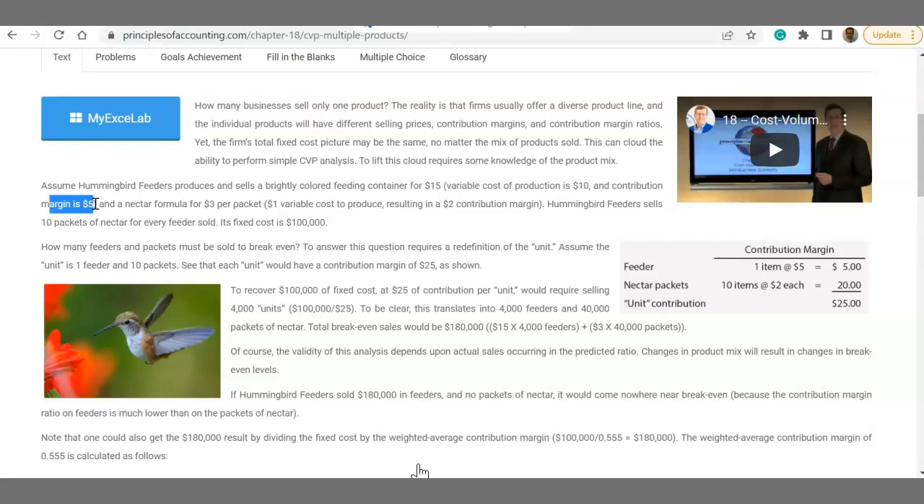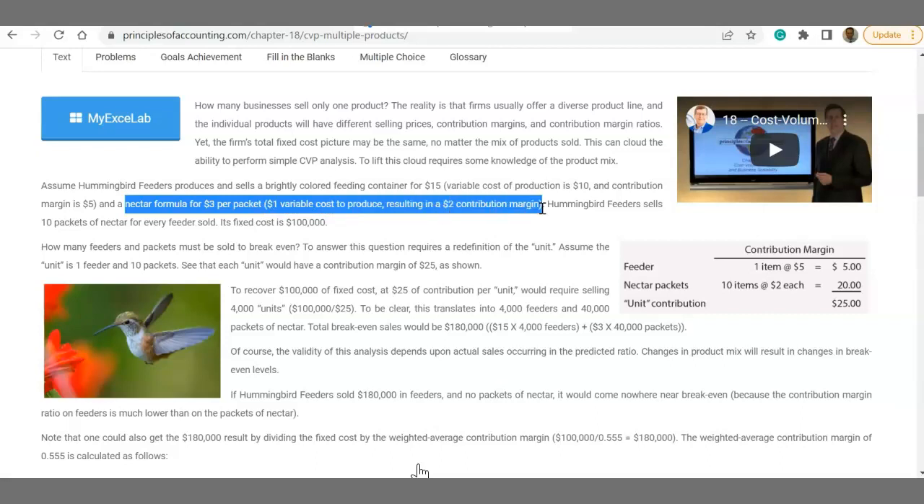Okay. So what is the contribution margin ratio? Just calculate, use your calculator. $5 divided by $15 sales, that's 33.3% contribution margin. However, the nectar formula, they sell it for $3 per packet, which is just $1 variable. And that means $2 contribution margin. So the feeder has a 33% contribution margin. But if you look at the nectar formula, $2 contribution margin divided by the $3 sales price gives you a contribution margin ratio of 66.7%. So the contribution margin ratio of nectar is much higher.